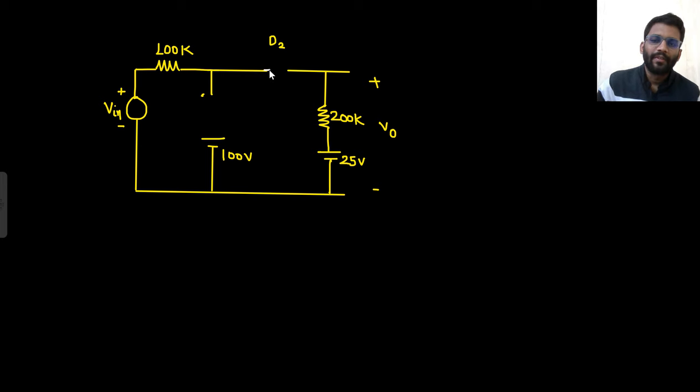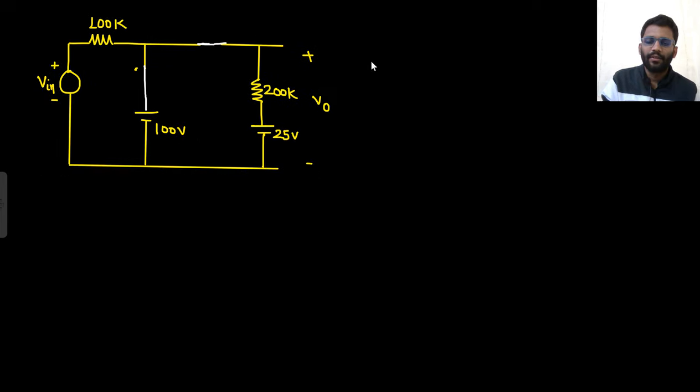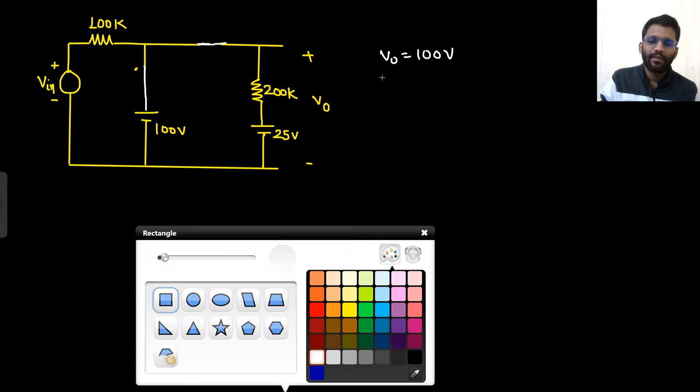Simply, both will be a wire. And this is your V0. So simply V0 will be 100 volt only, right? V0 will be 100 volt. Well and good.